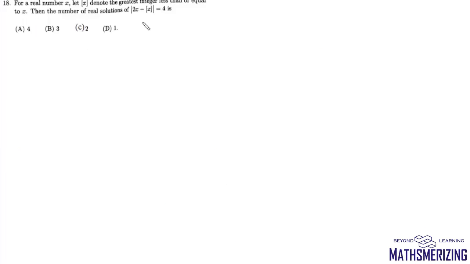Now question number 18 is, we need to find the number of real solutions of this equation, which is mod of 2x minus greatest integer function of x, equal to 4. So we can write this as 2x minus greatest integer function of x, and it is equal to plus or minus 4. Now we'll take this first case.